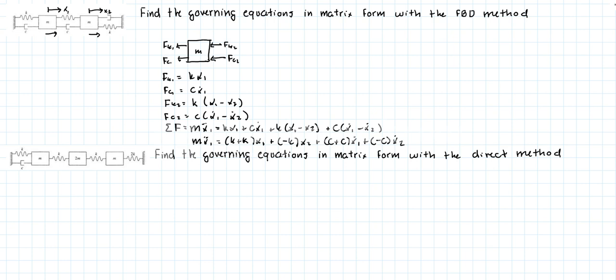Alright, let's do the same thing for the second mass. This is mass 1. Alright, number 2. Write out what it is right off the bat. We're going to have Fk2, Fc2, Fk3, Fc3.